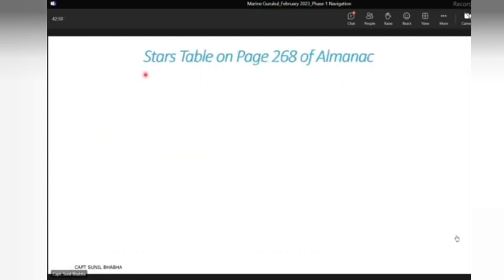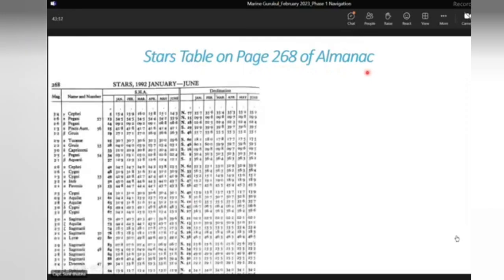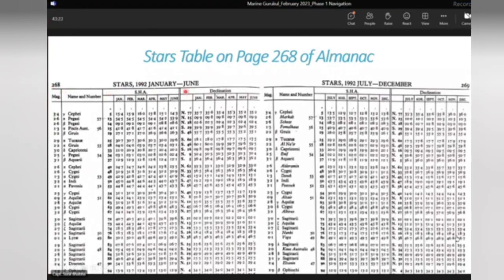Now going further, we need to be familiar with the stars information table given on page number 268 of the 1992 Almanac. Let's have a look at that table. We have the left hand side page of the table. This is page number 268 of the Almanac. And now you can see on the right side is the right hand side page of the stars table, that is page number 269.